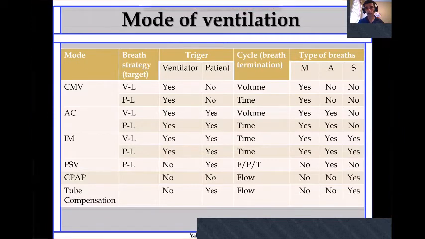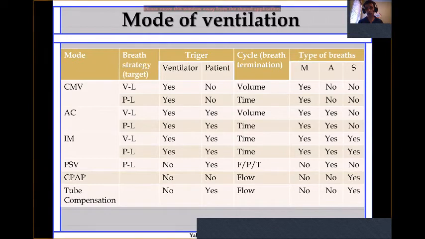What type of breath do you see in the graphics? You see mandatory, you don't see assisted, you don't see spontaneous. This is controlled mandatory ventilation. It's a ventilator where everything is done by the machine. The patient is not contributing anything.